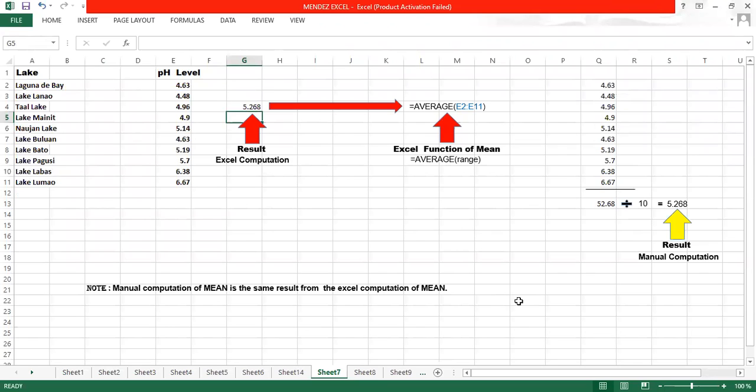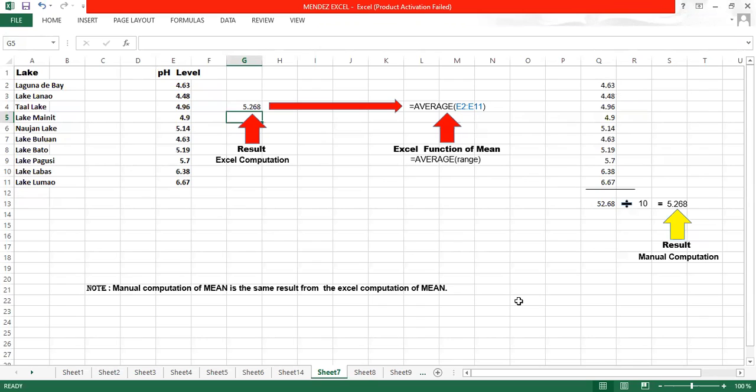In Excel computation, since the problem is looking for the average, we will use the Excel function of mean, which is equals AVERAGE, open parenthesis, range, then close parenthesis. As you see from the table, the highlighted cells are in column E and in rows 2 until 11. So our range is E2 to E11. Now I will show you how to compute the mean by using Excel.